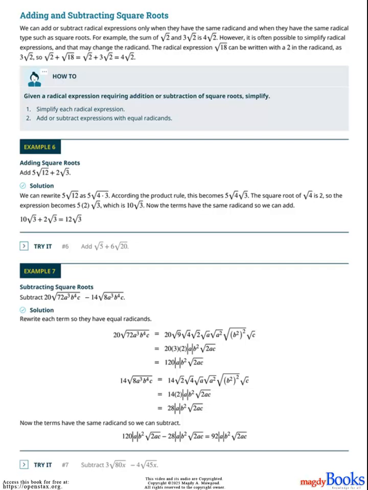Solution. We can rewrite 5 square root of 12 as 5 square root of 4 times 3. According to the product rule, this becomes 5 square root of 4 times square root of 3. The square root of 4 is 2, so the expression becomes 5(2) square root of 3, which is 10 square root of 3. Now the terms have the same radicand, so we can add: 10 square root of 3 plus 2 square root of 3 equals 12 square root of 3. Try it number 6. Add square root of 5 plus 6 square root of 20.